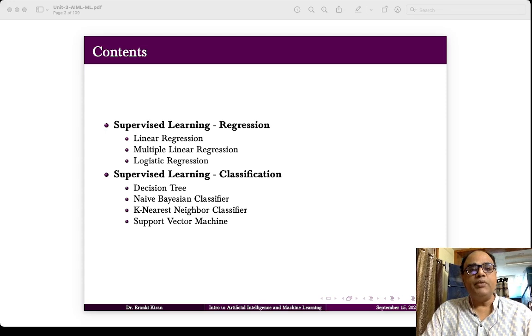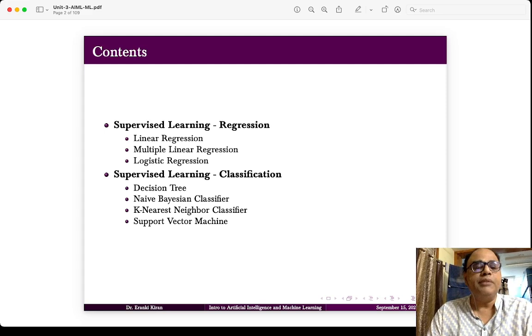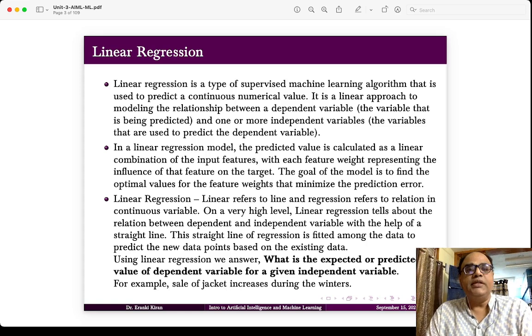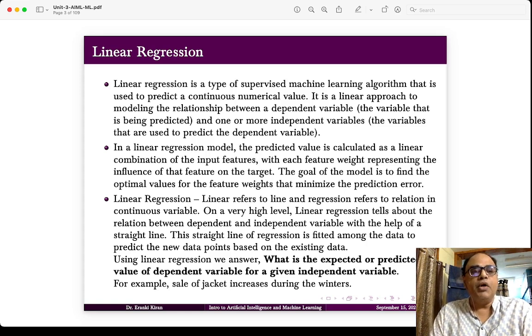So let me start with linear regression. In regression, we have three categories of regression approaches. First one is linear regression, then multiple linear regression, then logistic regression. Linear regression is a type of supervised learning algorithm mainly used to predict continuous numerical values. It is a linear approach to modeling the relationship between a dependent variable and one or more independent variables.